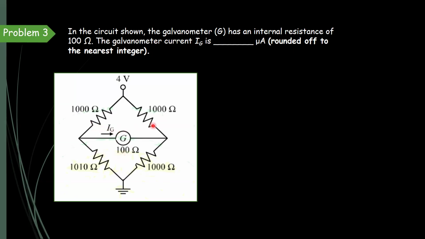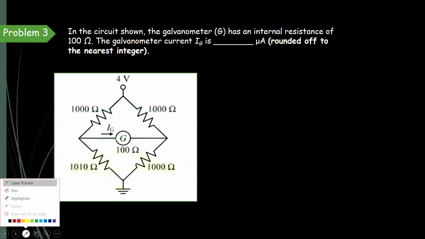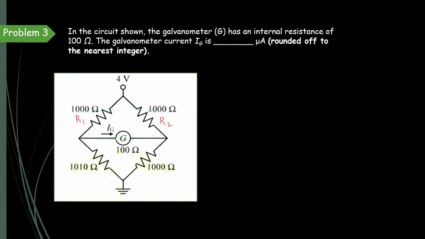First we should find whether the Wheatstone bridge is balanced or not. If it is balanced, the galvanometer current will be 0 amps. How can we find the balanced condition? The product of opposite arms should equal the product of the other opposite arms. If we take these as R1, R2, R3, R4, then the product of R1 and R4 should be equal to R2 and R3.